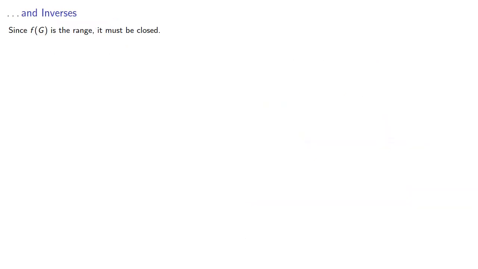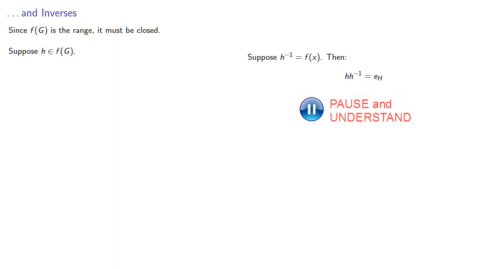Now, we know from functions that if f of G is the range, it must be closed. So now let's check to see if we have inverses. So suppose h is an element of the image of G. And let's consider, we want to find h inverse. So suppose h inverse is f applied to x, then we know that h times h inverse should be the identity of H. And that means f of g, f of x, must be the identity. And because f is a homomorphism, that means f of gx is the identity.